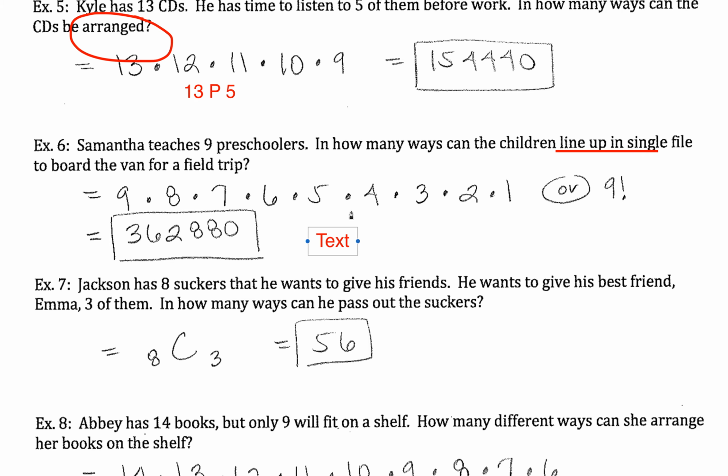If you didn't want to type all of this in, the shortcut is to use that factorial. So you could do that. Or if you thought about it being a permutation, you could do there are 9 preschoolers. It's a permutation because order is important, and we're going to line all 9 of them up. So you could type in any of these 3 and get our same answer.